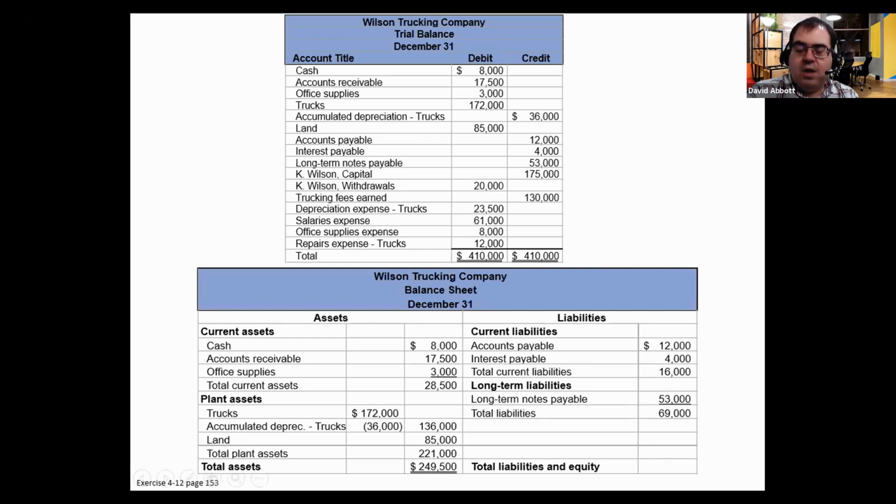So current liabilities, we expect that those would be paid off within a year. Long-term liability, the long-term note, obviously that note is for more than a year. And then we have owner's equity, which is K. Wilson, Capital, of $180,500, because that was what we figured out from before.